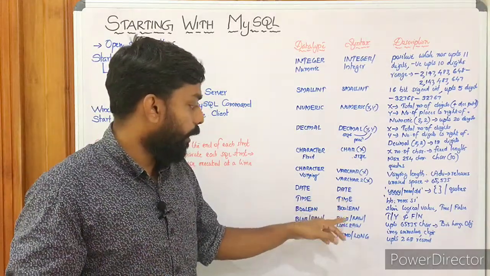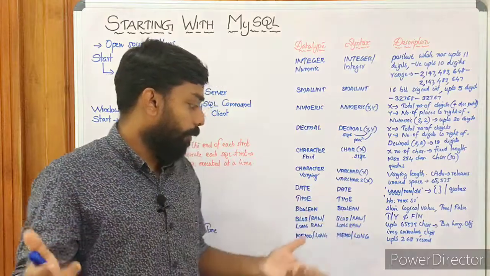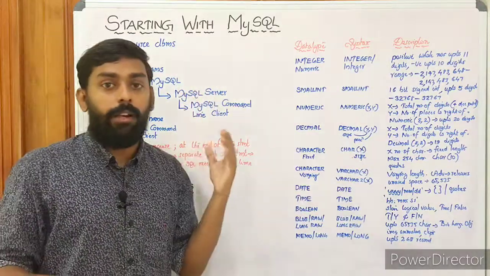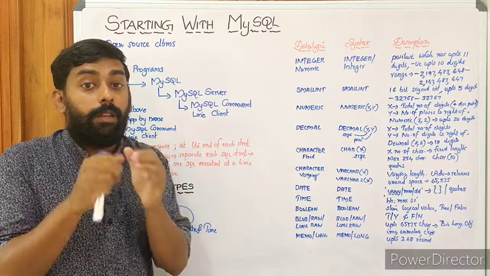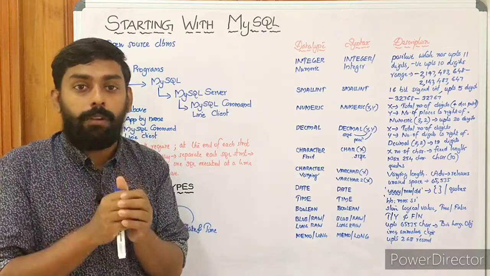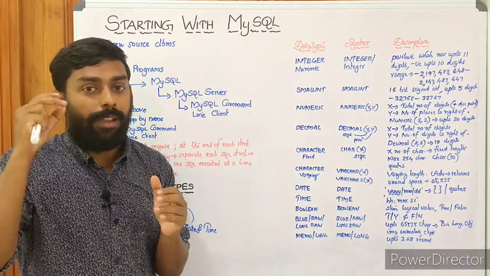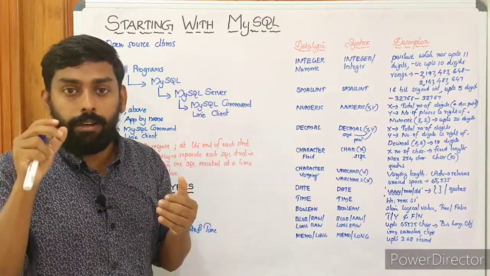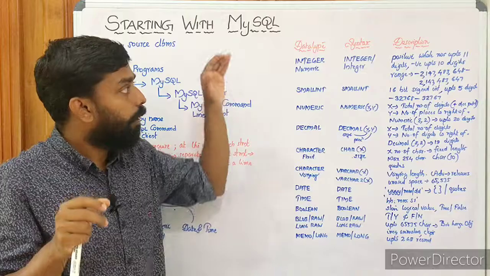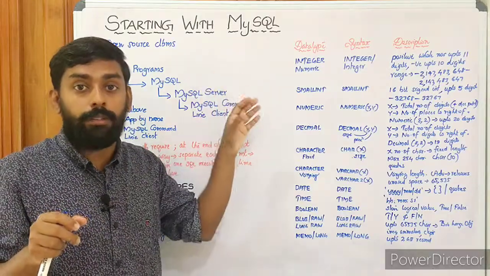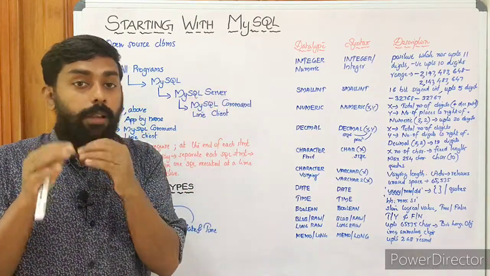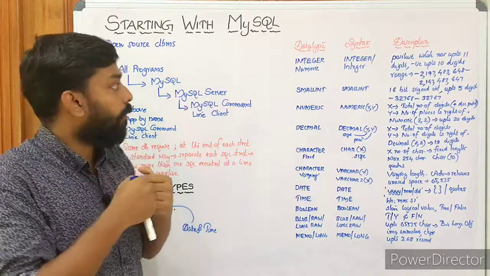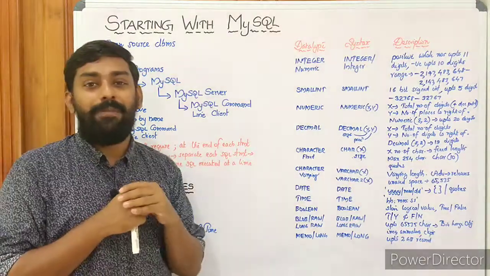Then date, time, boolean, blob (binary large object), and memo or long. So these are the data types. You should go through all these topics very seriously, because it's important for you. Having a clear, thorough understanding of data types will definitely help you in doing programs in a good way. So learn it seriously and thoroughly.